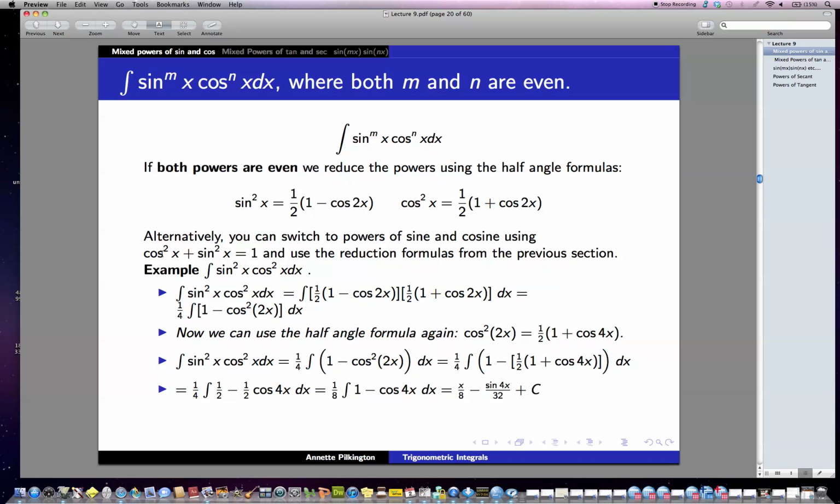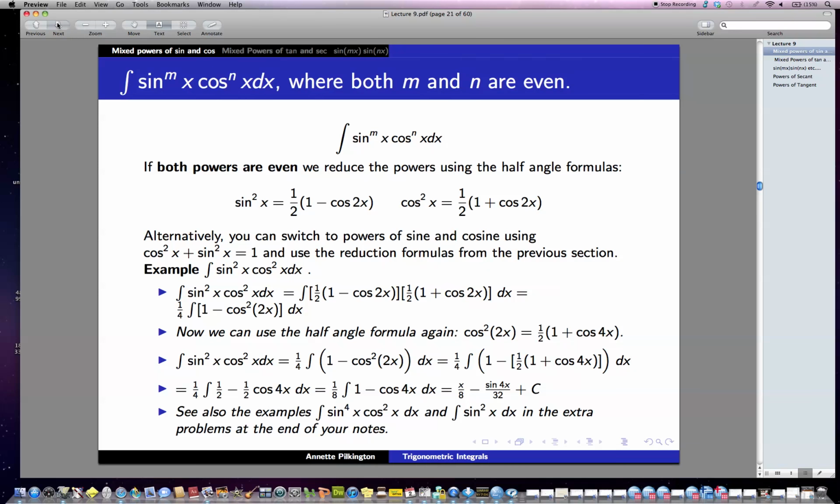Note that we could also switch the even powers of cosine or sine to powers of the opposite function, sine or cosine, and we could use the reduction formulas that we introduced in the last lecture. We'll have a look at those again.